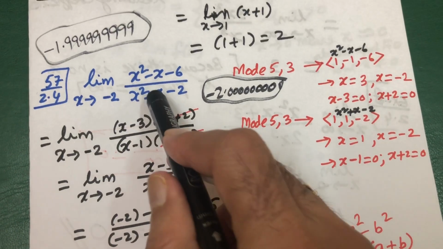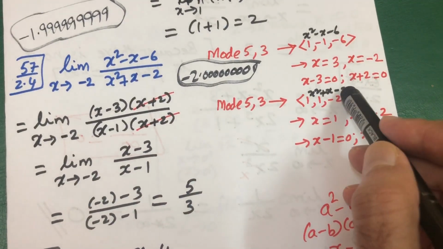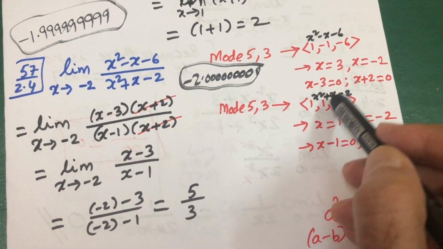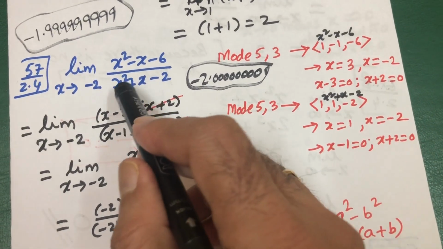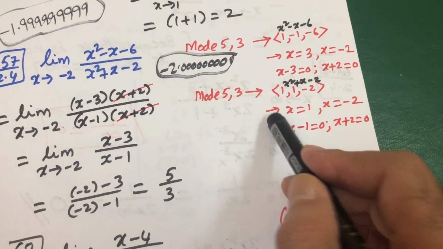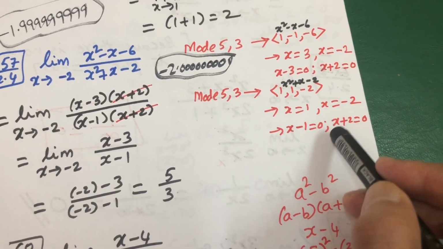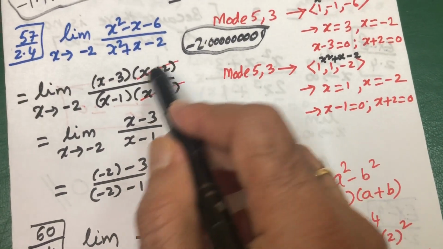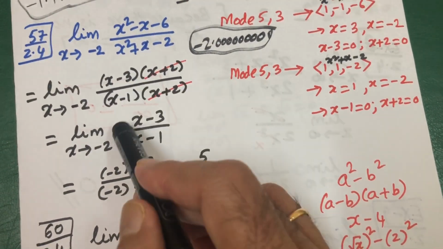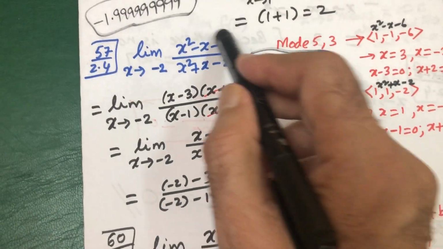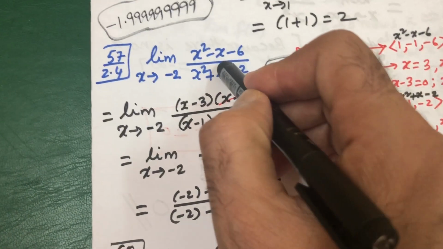Again, x square plus x minus 2. See this? x square plus x minus 2. What are the values you put? 1, 1, minus 2. You put the values and you get 2 answers. Bring left, x minus 1 is equal to 0. Bring left, x plus 2 is equal to 0. These numbers you write here, x minus 1, x plus 2. These two will cancel. Left with x minus 3 over x minus 1, limit x tends to minus 2.